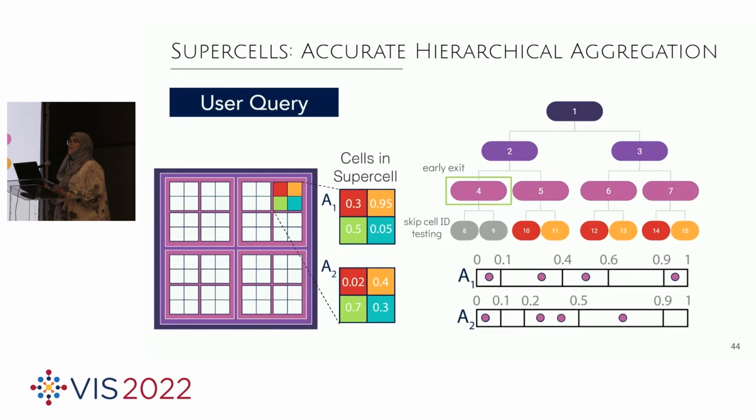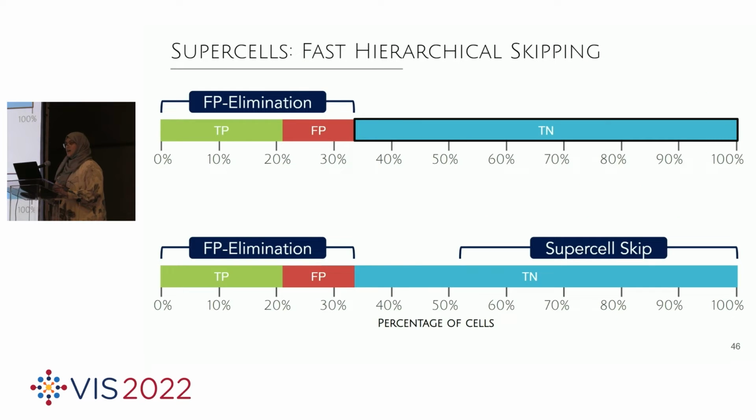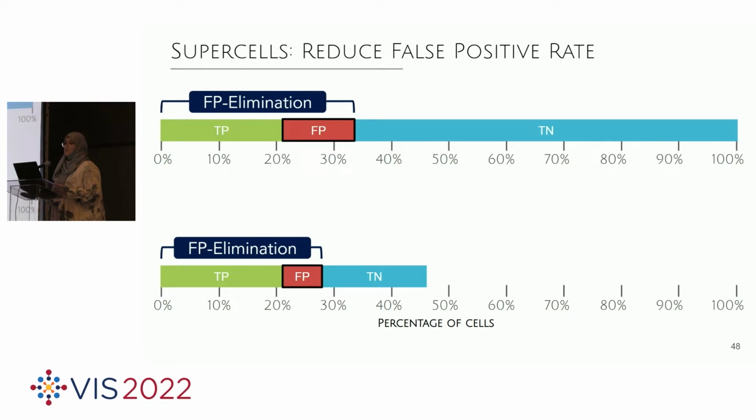After that, when we receive the user query, we will start from the root, and as we are traversing, we might hit an early exit case. And by hitting the early exit case, we know that all the children are actually part of the true negative cells without testing them. And because we have fewer supercell IDs to test, we know that we will have fewer false positives. So overall, by using the supercell ID during the same tree traversal that is used in rendering, we managed to skip a big portion of the total true negative cells, and we managed to reduce the false positives.